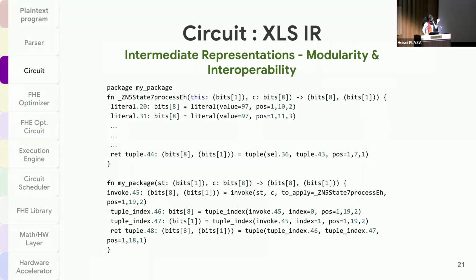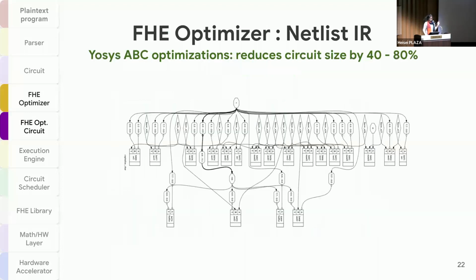So we convert that plaintext program using high-level synthesis into a circuit. And the power of this intermediate representation of a circuit is that if you write a parser for any high-level language and convert it into this intermediate representation, you can execute the rest of the stack. And this becomes obvious here. The FHE optimizer converts that initial computational circuit into a circuit that you can execute with FHE. Because of this intermediate representation, it was very easy to integrate this with state-of-the-art Yosys ABC optimizations. And we found that it almost always reduces the circuit size by 40 to 50%. So there's a really good speedup there.